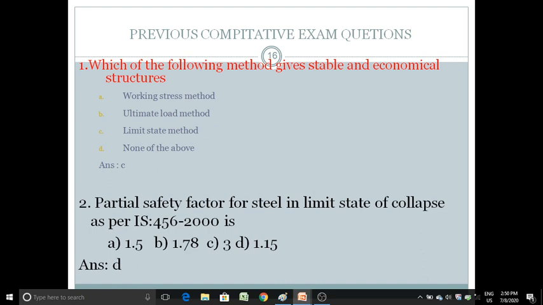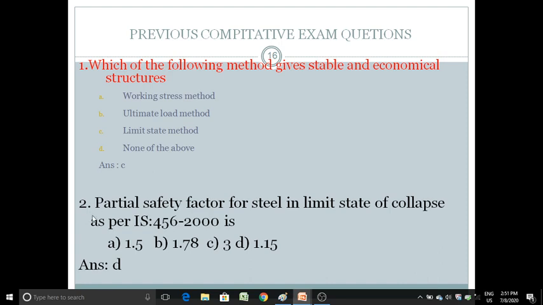The first question is, which of the following methods gives stable and economical structures? Option A, working stress method. B, ultimate load method. C, limit state method. D, none of the above. We know that the working stress method gives a stable but uneconomical structure. The ultimate load method gives an economical but unstable structure. By using the limit state method, we get both an economical as well as a stable structure. So the answer is C.